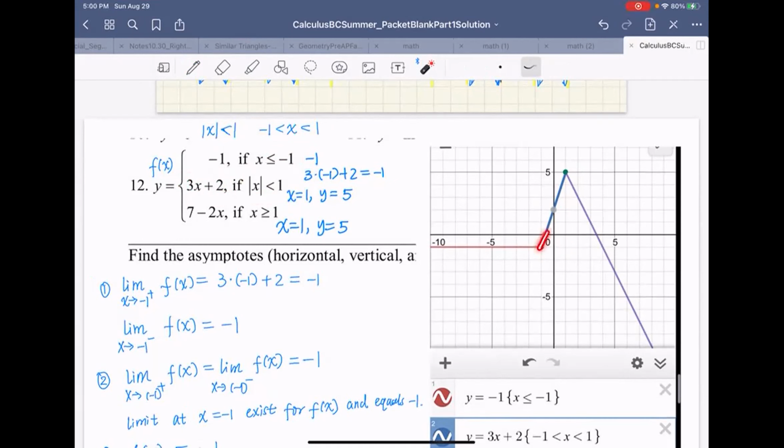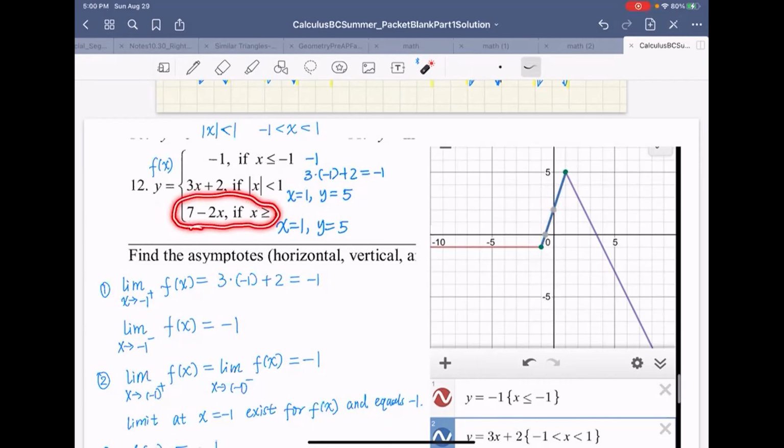3x plus 2. That means who is the y-intercept? +2. We say (0, 2). (0, 2) is the y-intercept. Who is the slope? 3. So this is rise over run, 3 over 1. Rise 3 over run 1. So passing here, your slope is this. You draw a line here. Okay. And last one.